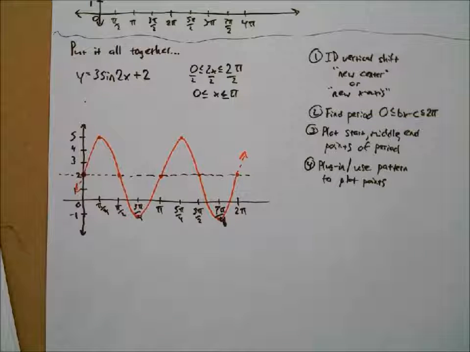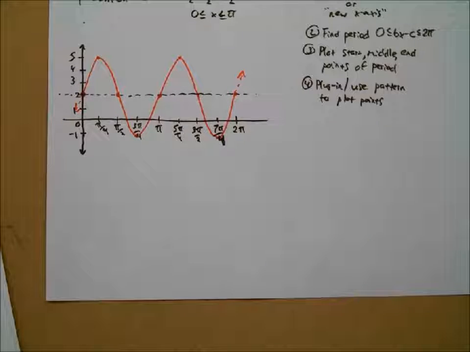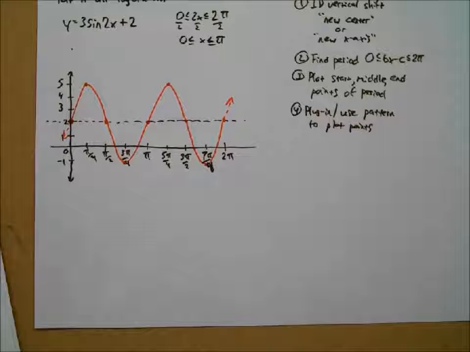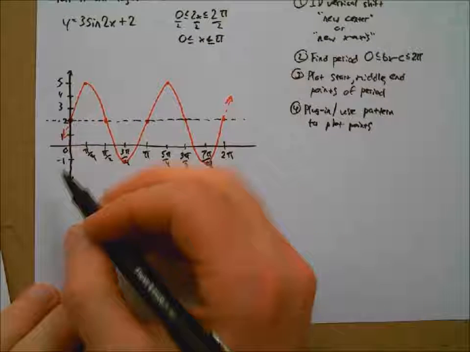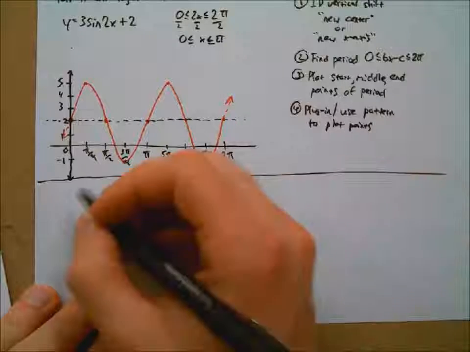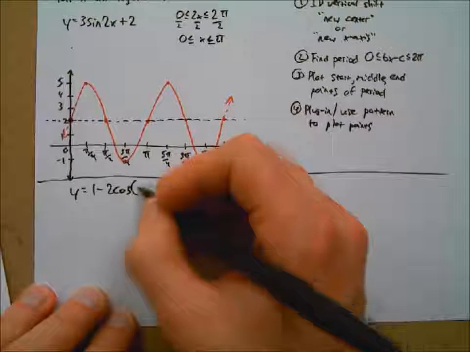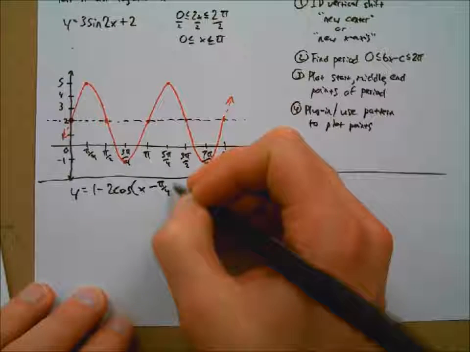Okay? Let's do one more. Any questions on this one, though? Okay, this one we'll just do one full period. We'll just do one full period for this next one here. So, another one. y equals 1 minus 2 cosine of x minus pi over 4.